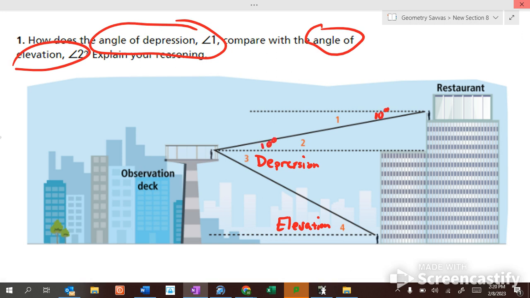Why would they both be 10 degrees? You learned this first semester, chapter 3. Alternate interior angles. There you go, Nikita. Way to hold on to that important information. They are alternate interior angles because these are both horizontal lines. Horizontal lines are going to be parallel to each other. So whenever you have an angle of elevation, you're also going to have a matching angle of depression on the other side, which are alternate interior angles.